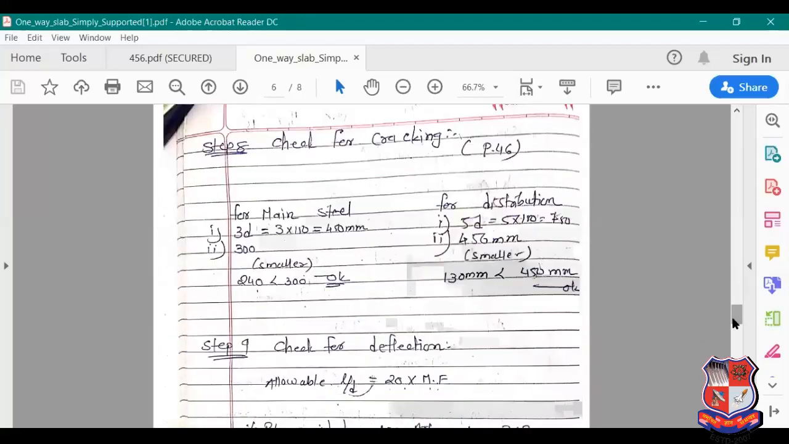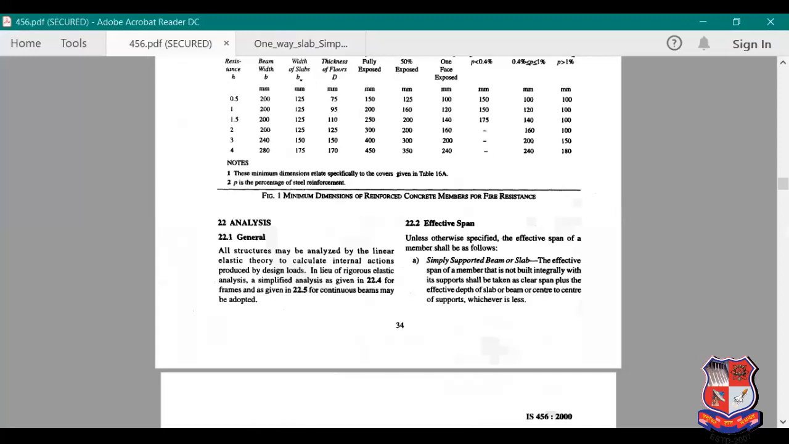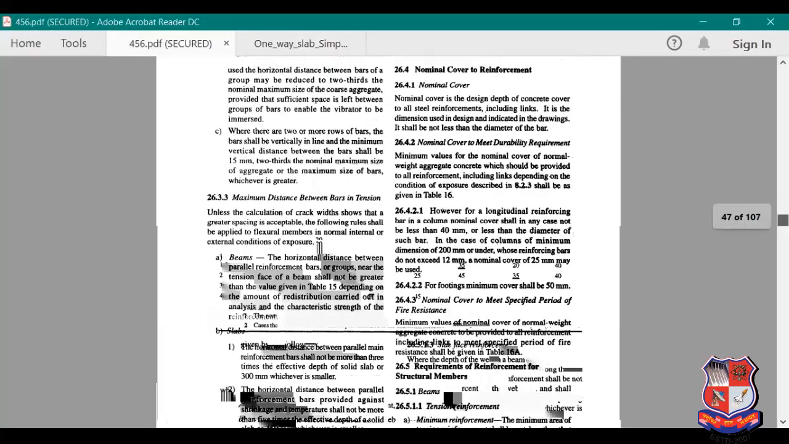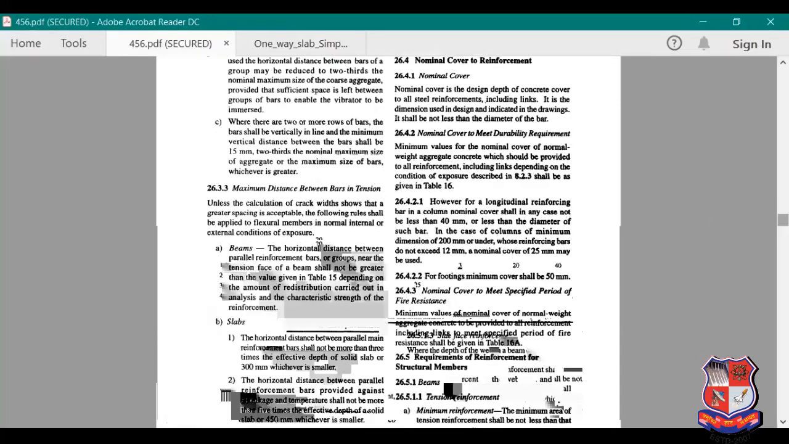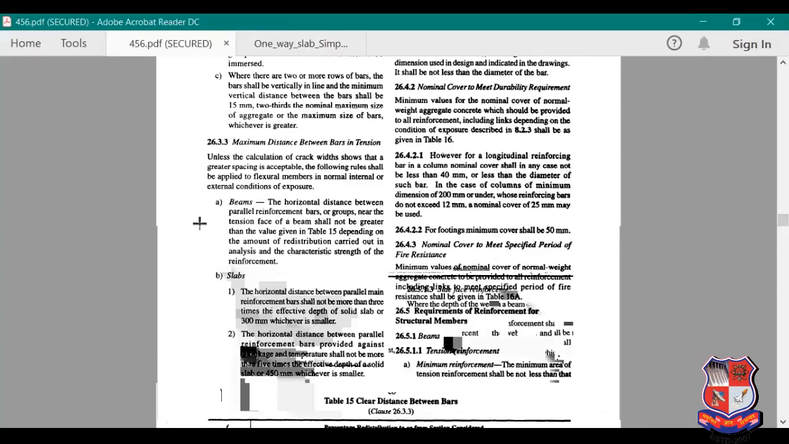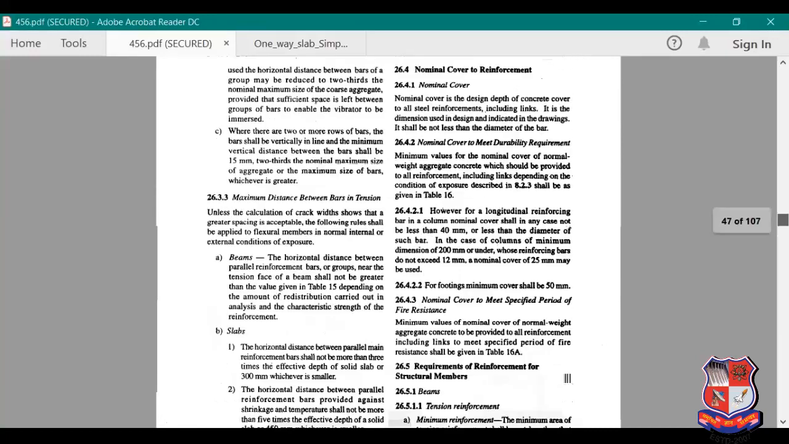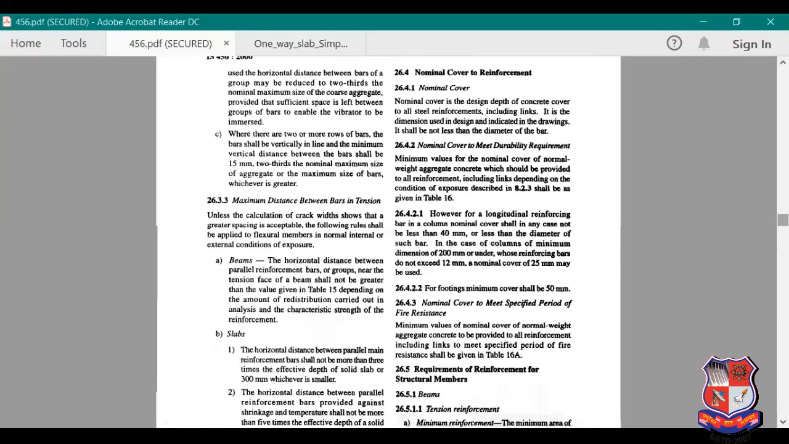And for cracking, go to page number 46. In cracking there is a clause for that. Let me show you. Okay, here is the clause, 26.3.3 b, for slabs. For slabs, the maximum distance between bars in tension. Our slab will have tension in the slab span, so it will be okay for deflection or spacing. So what have they written?